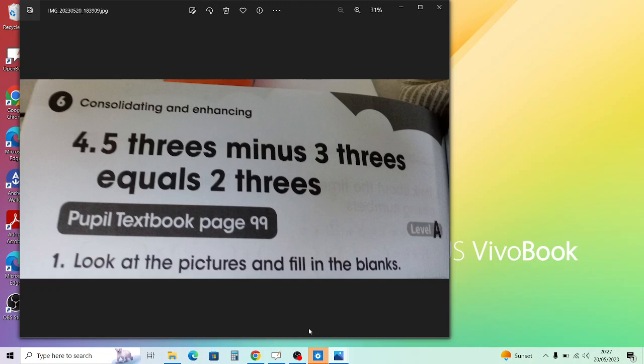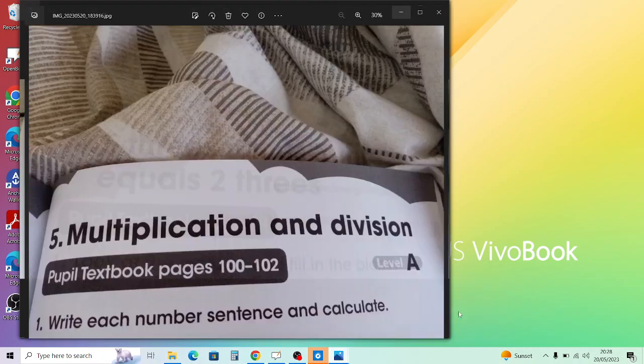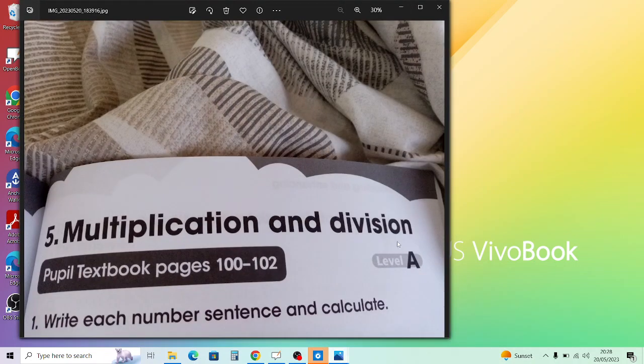And then moving on to section 5, which is the last one, which is multiplication and division. Write each number sentence and calculate. The 2 factors are 7. What is their product? So both of them are 7, that means 7 times 7. The dividend is 40. The divisor is 5. What is the quotient? 40 divided by 5 is the answer.